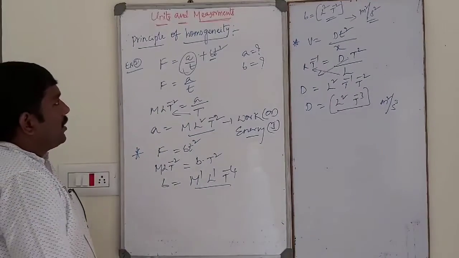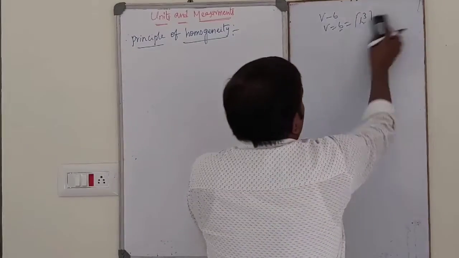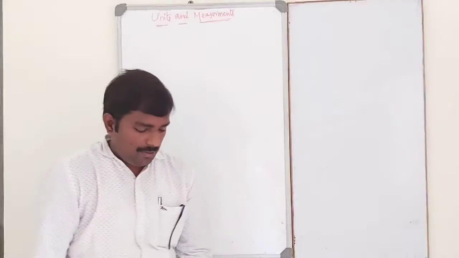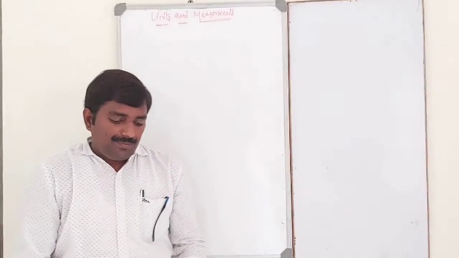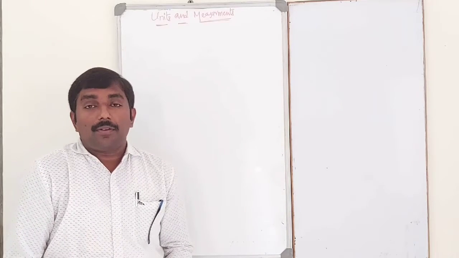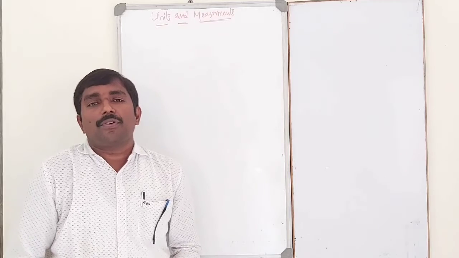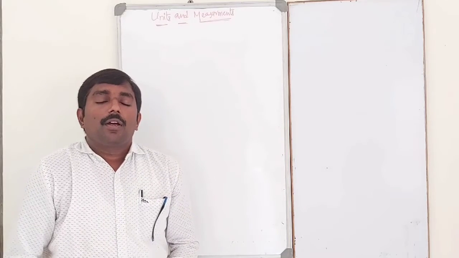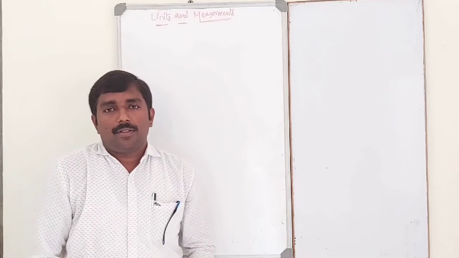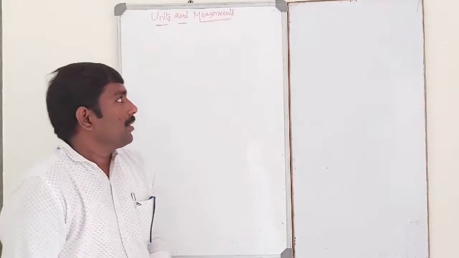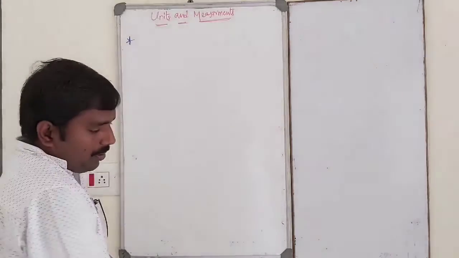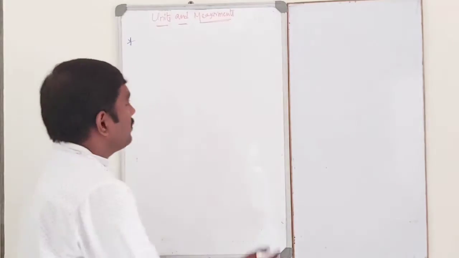Okay, students. Next one, dimensional analysis. We use dimensional analysis to check the correctness of a given equation, to convert one system of unit to another system, and also to derive the relation between different physical quantities. So using dimensional analysis, the first one is to convert one system of unit to another system.